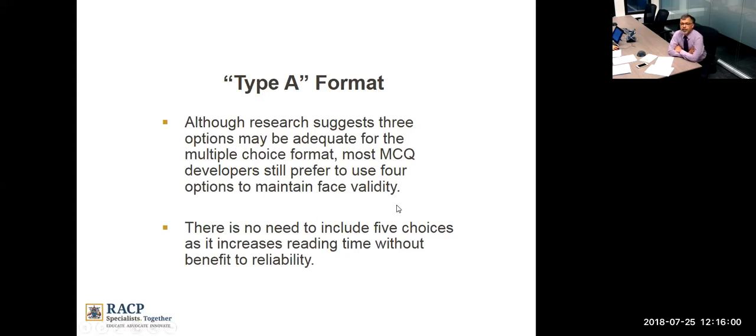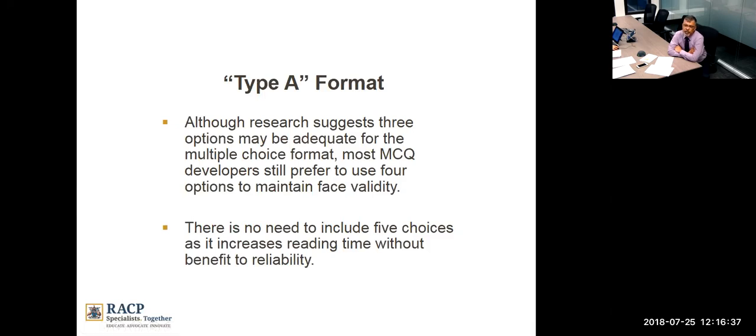Now, with regard to the number of options, in general, the college would like you to have 4 options. That means 1 correct response and 3 distractors. Now, some research says that 3 options may be adequate for multiple choice, meaning 2 distractors and 1 correct answer. But for face validity, the college has decided they would like to have 4 options with 1 correct answer.